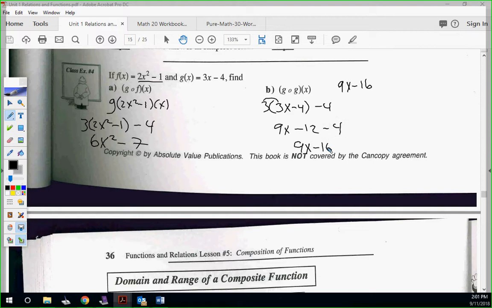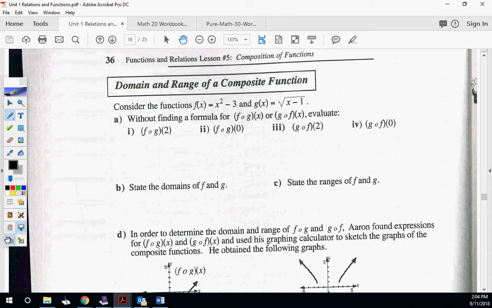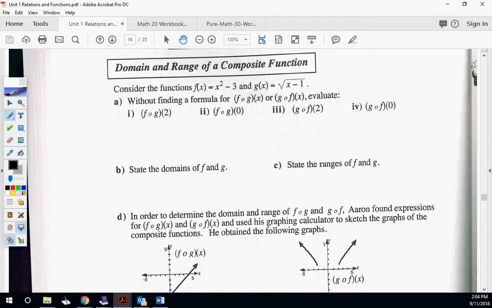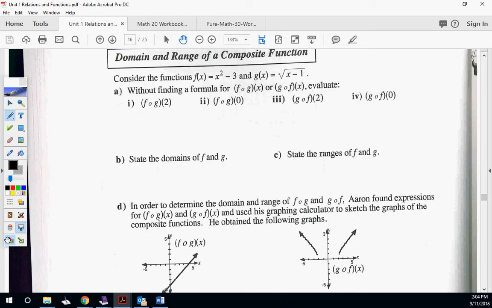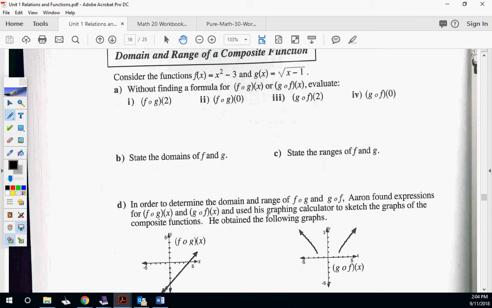Okay. All right, so let's talk about the domain. This is pretty much our last page. Okay. Domain and range of a composite function, okay? So consider functions x squared minus 3 and root x minus 1. So we're considering those two functions. So we're going to go ahead, it says without finding a formula for f and g, f of g and g of f, go ahead and evaluate.